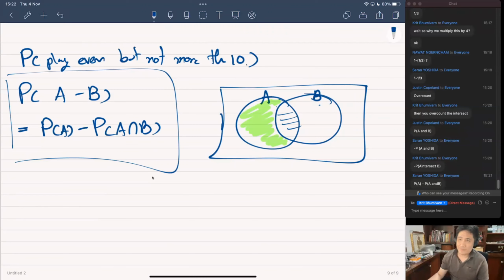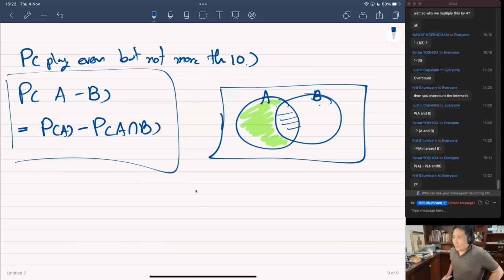Are we good? Any questions so far? There is a union. Still one. So don't bother memorizing. Don't bother.